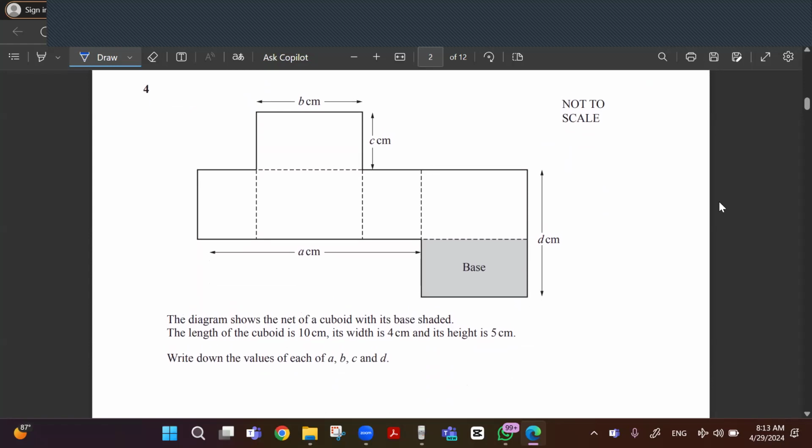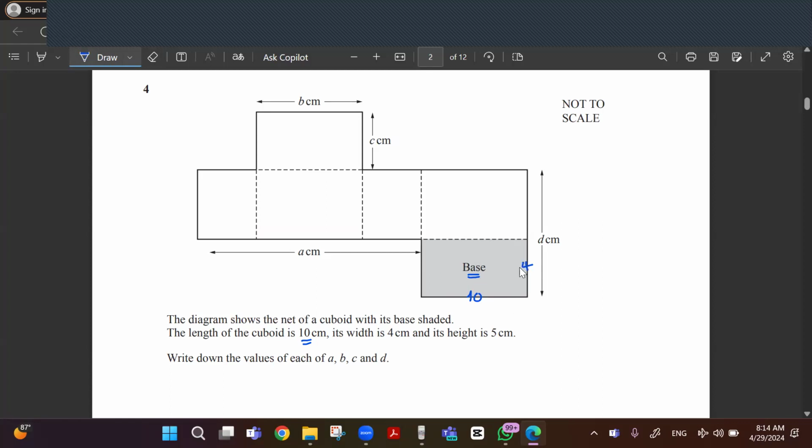Then for question number 4. Look here. He's giving me this diagram, which shows the net of a cuboid with its base shaded. That means this is the base, okay? And we all know that the base is the length and the width. He's telling me that the length of the cuboid is 10 centimeters. So instead of length and width, I can write here 10 centimeters. And the width is 4 centimeters. Any problem with that, all of you first?